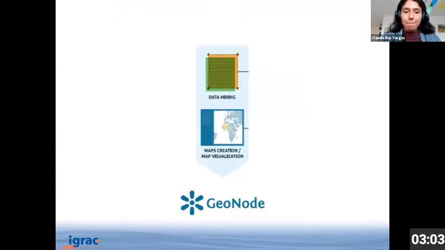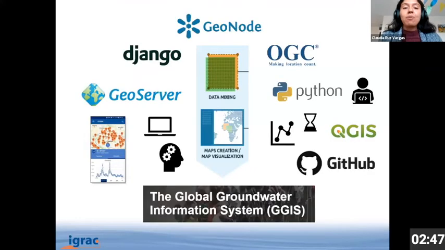Next slide, please. So yeah, we started with an open source software, Geonode, which is very standard, where you can mix layers to create maps. But if we combine this with other open source tools, such as Django, GeoServer, Python, we put time on it and a lot of thinking, we can create a system that is a lot better.